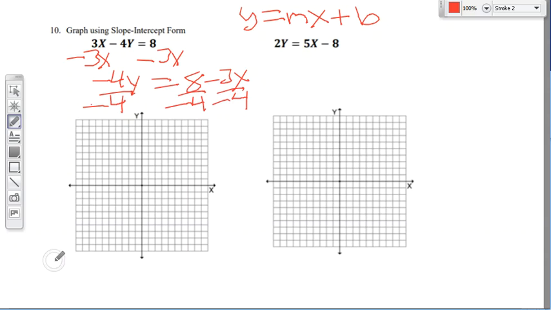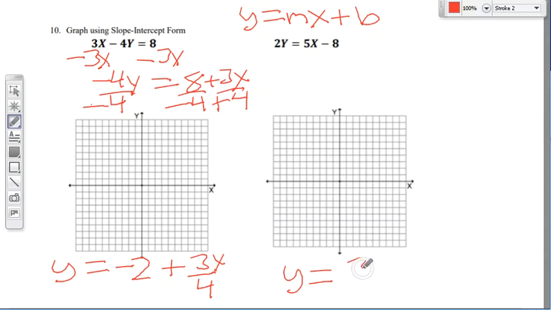I'm going to go ahead and write down here so I have a little bit more space. Y equals -2. 8 divided by -4 is -2. And then the -3 divided by -4 is going to be a positive 3/4. Okay, a negative divided by a negative ends up being a positive. Now, in order for this to be in slope-intercept form, I'm going to switch these two around and write it as y equals 3/4 times x minus 2.